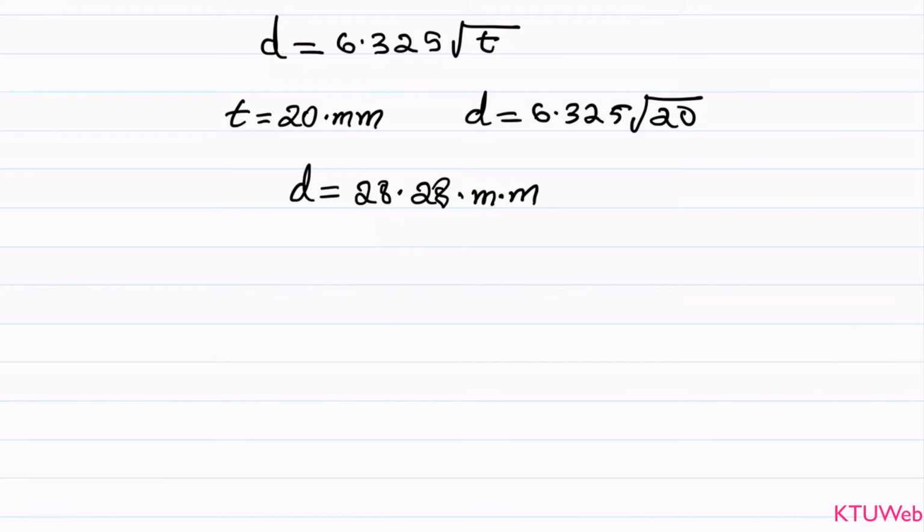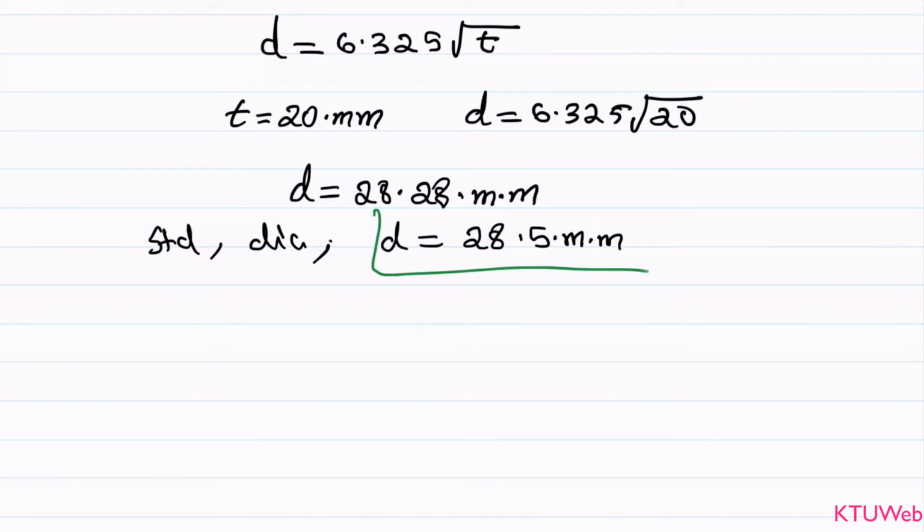Upon checking with the standard data from the data book, the standard diameter D is equal to 28.5 mm. So this is nothing but the standardization of the value. Now we get diameter equal to 28.5 mm. This is the diameter of the rivet hole. From this we can find the diameter of the rivet shank.